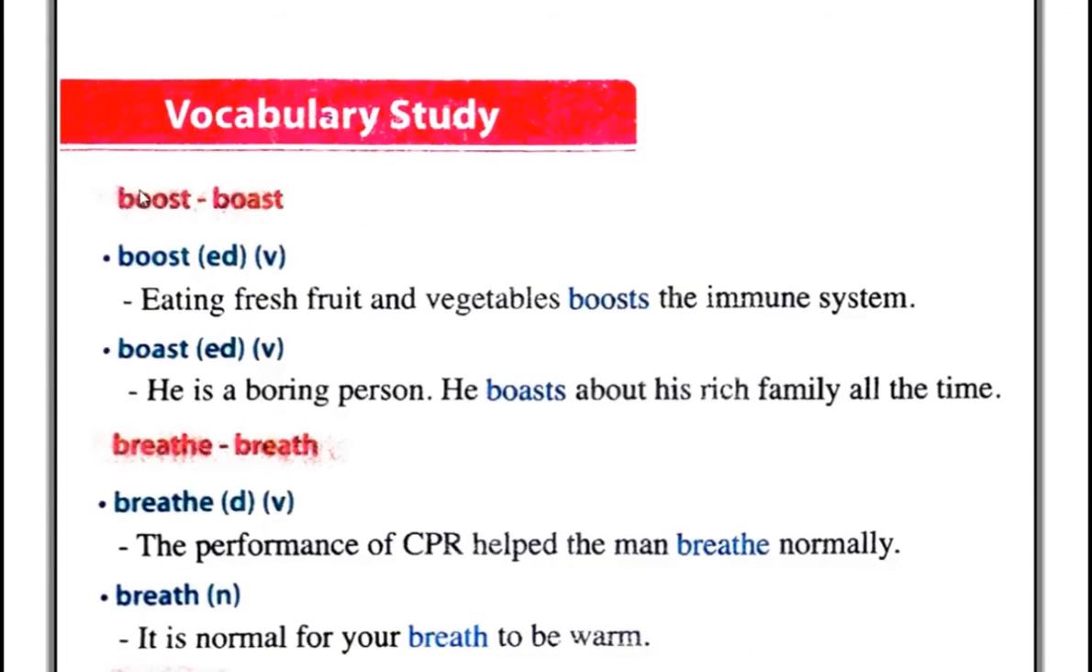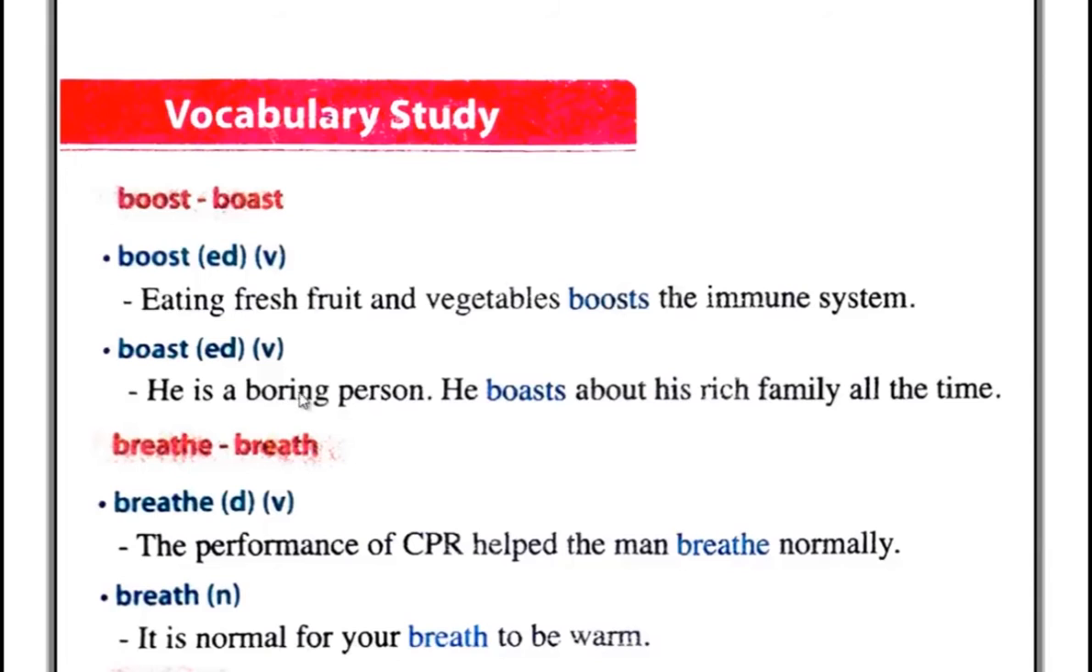Okay, the first word here, boost. Eating fresh fruit and vegetables boosts the immune system, strengthens the immune system, you see, right? Or you can say it encourages the immune system, it gives it more power, and so on.